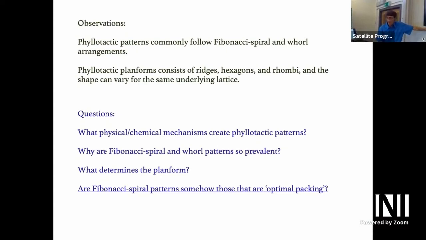So we first started with a biomechanical mechanism that Paul Green at Stanford had proposed. He said it was basically a buckling of the plant as it grows. And later it was also pointed out that there's auxin, a hormone that causes growth, and that there are auxin gradients. So one can put those two mechanisms together to actually understand the plant forms that occur. But besides that, what are the chemical mechanisms? Why do you get Fibonacci spiral and whorl patterns?